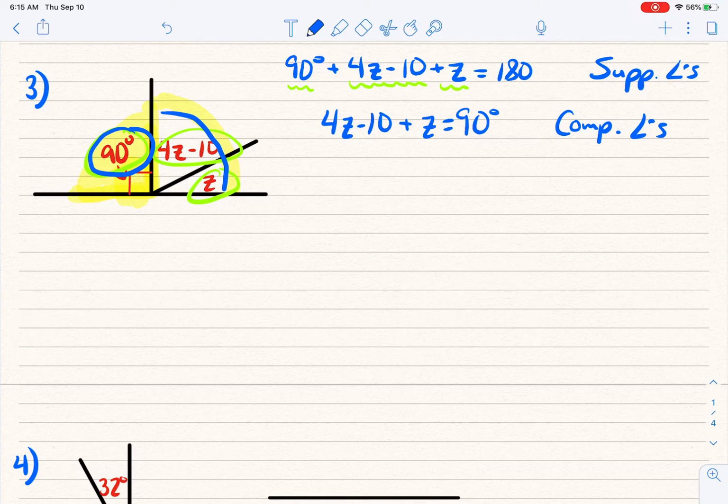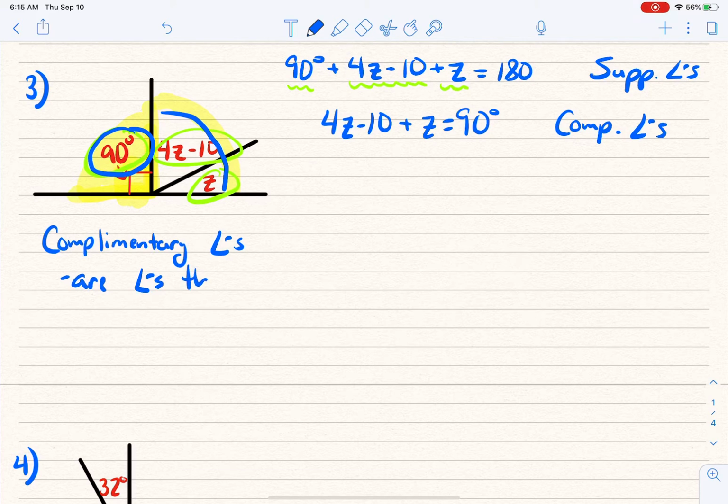Complementary angles is something we didn't talk about yesterday, but I know it's something you've heard in the past. Complementary angles are not angles that just talk nicely about each other, but complementary angles are angles that sum 90 degrees. Supplementary angles are angles that sum or add up to be 180, but complementary angles are angles that sum 90. And so that's what we have here.